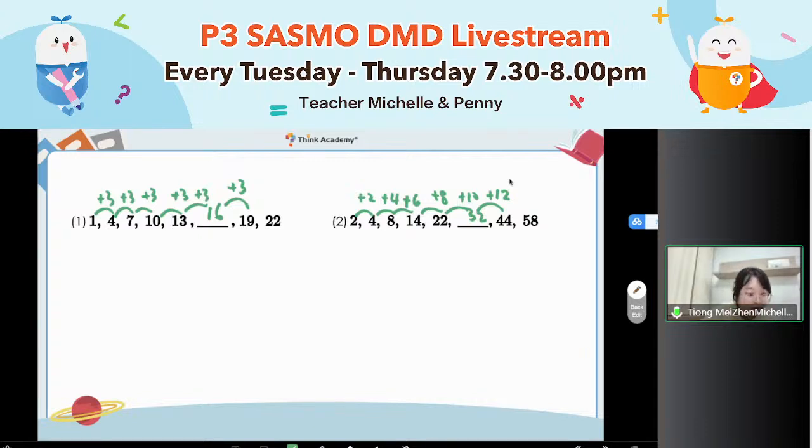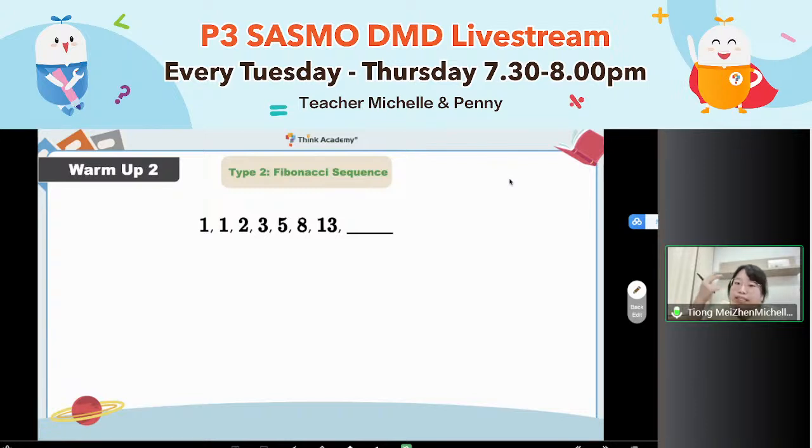Now, what will be the second type of question that SASMO would like to ask? Look at this pattern. This time, does the bridge method work? Observe it. Any idea? No, right? The bridge method will no longer work. What is it? Plus 0, plus 1, plus 2, plus 2, plus 3. Does it work? Sorry, here is a plus 1. My mistake.